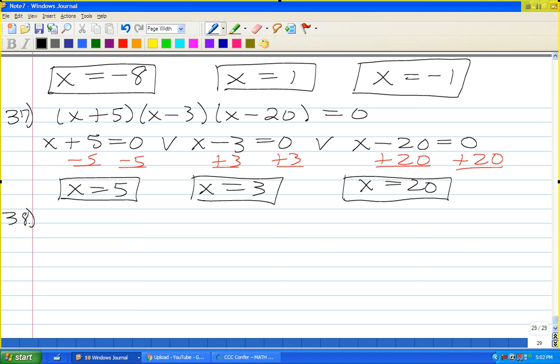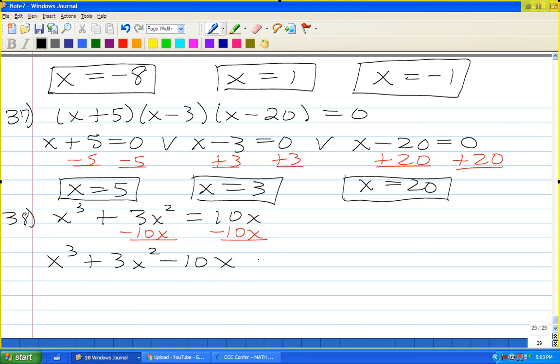Problem 38. x cubed plus 3x squared is equal to 10x. Subtract 10x from both sides of my equation. So x cubed plus 3x squared minus 10x is 0. Let me factor out an x. So what remains is x squared plus 3x minus 10 equals 0.